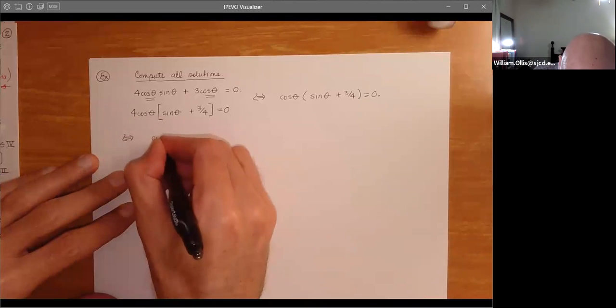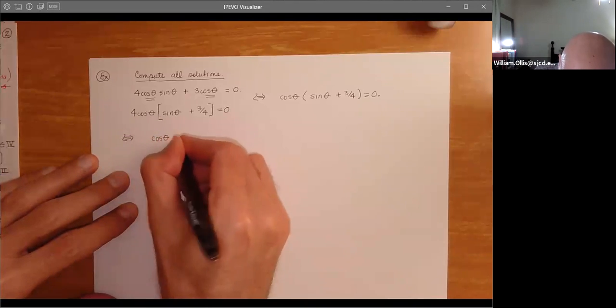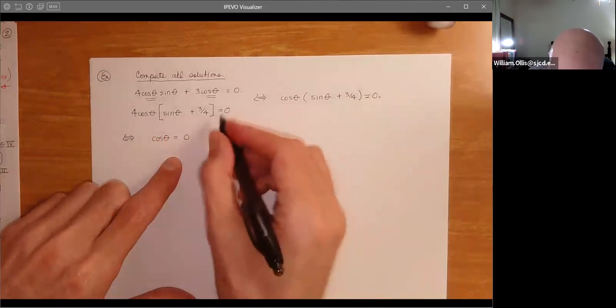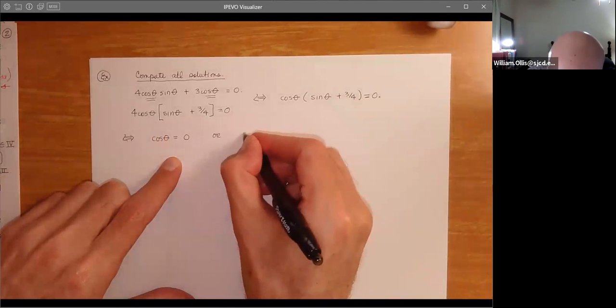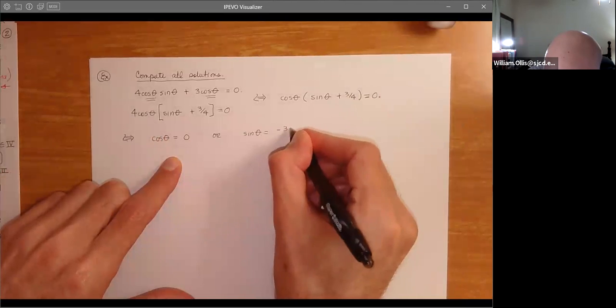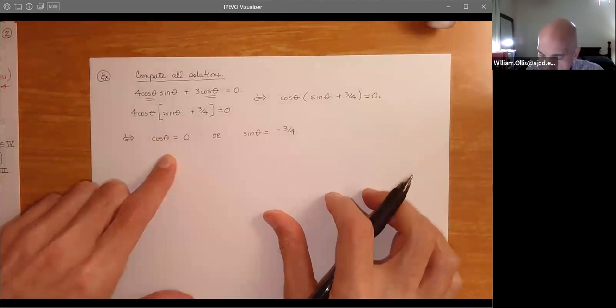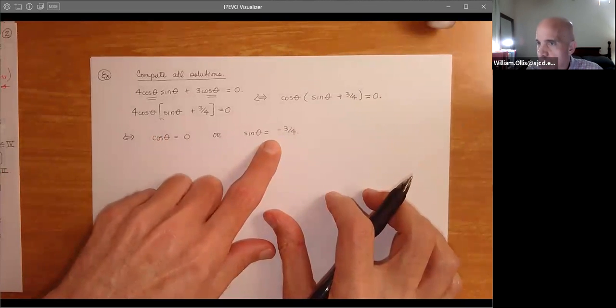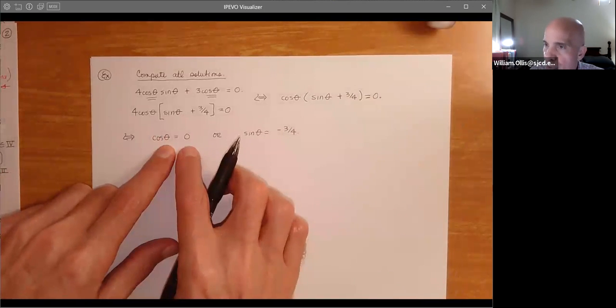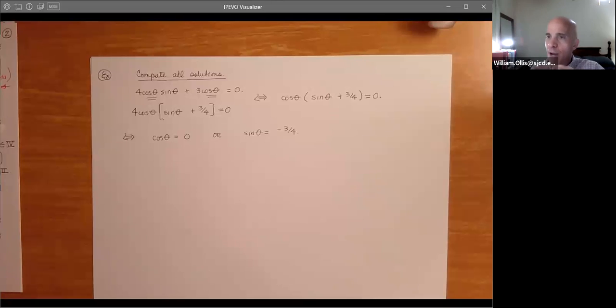So we have cosine theta equals 0 because we've got the product equal to 0, or sine theta transpose equals negative 3/4. So again, we see good old Professor Ron's lemma right here. But here, these are not on the quadrant. These are on the axes away from the quadrant.